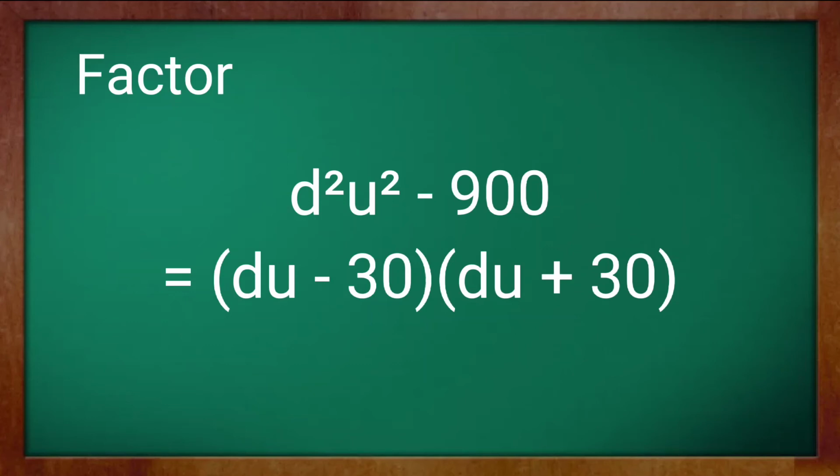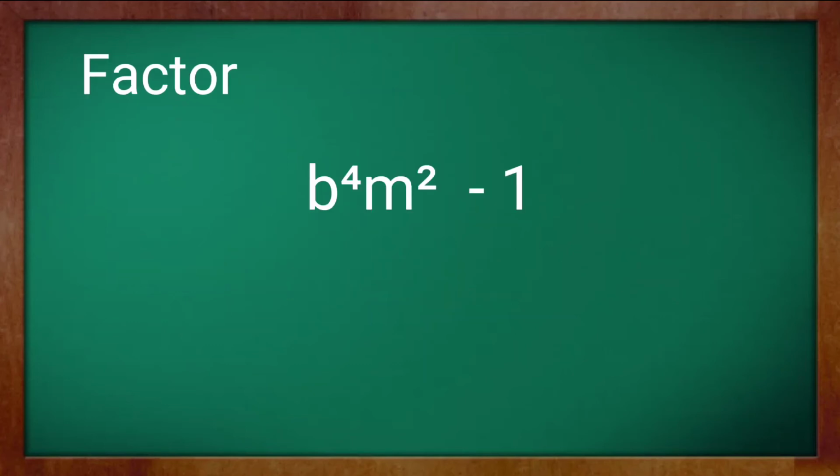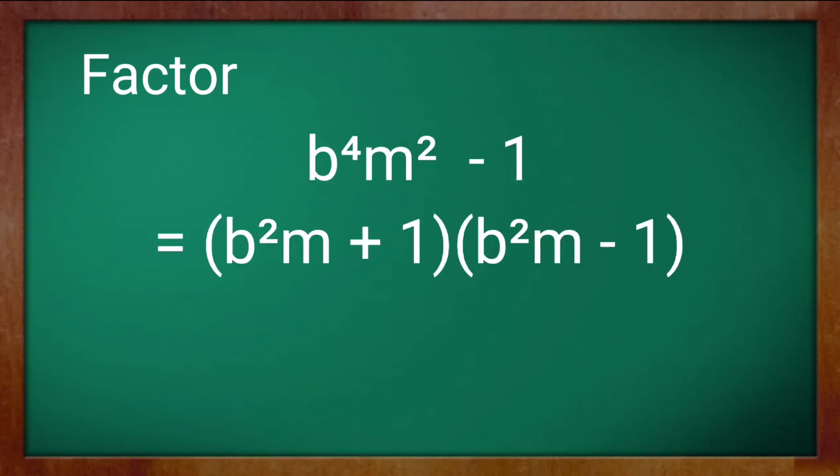Congratulations! Another try. Factor b to the power of 4 m squared minus 1. The factors are b squared m plus 1 and b squared m minus 1. Congratulations!